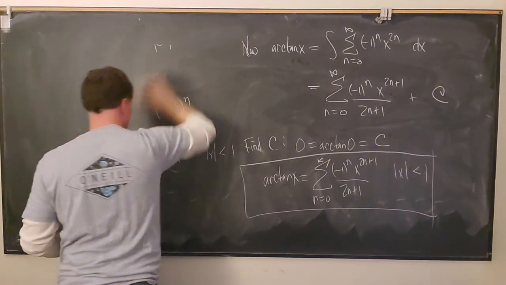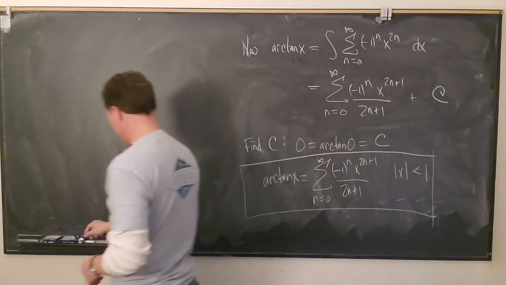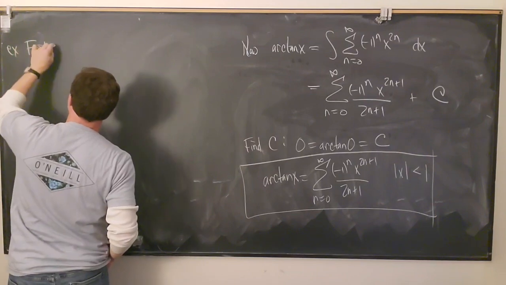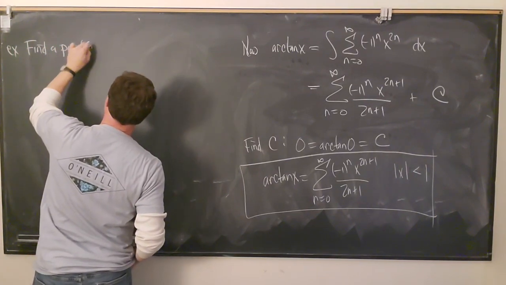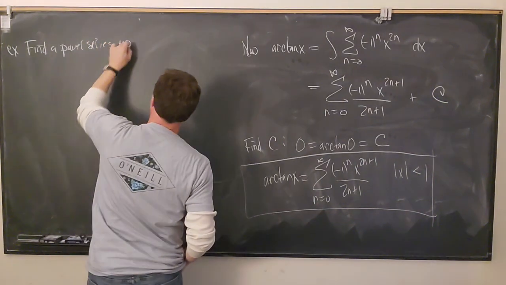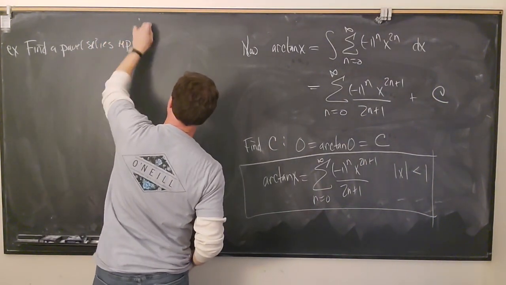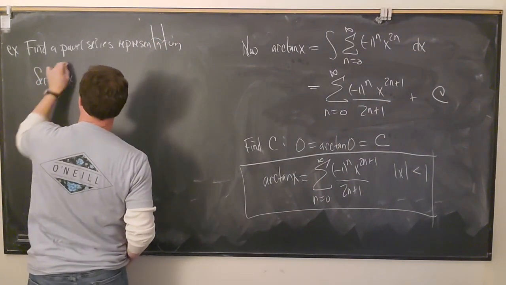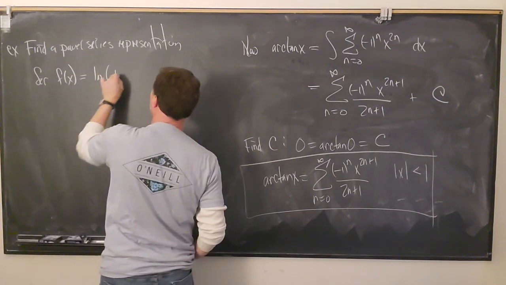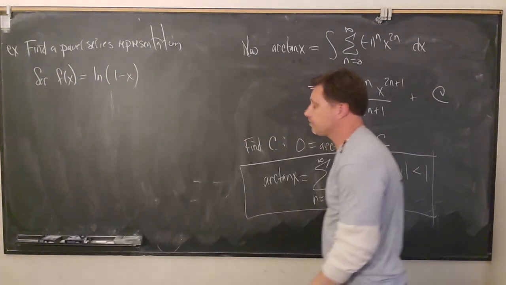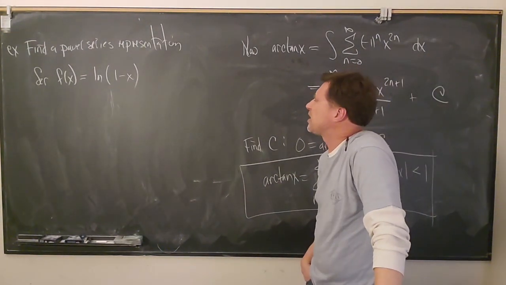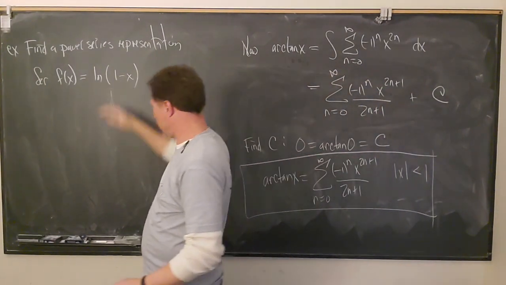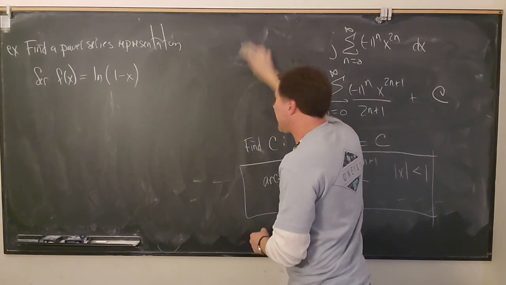Let's try another example of a familiar function. What I'd like to do is, so let's find a power series representation for the function f of x equals natural log of 1 minus x. And okay, so how are we going to do this, or what's the connection between this and geometric series? Well, if I take the derivative of this, we'll get negative 1 over 1 minus x.